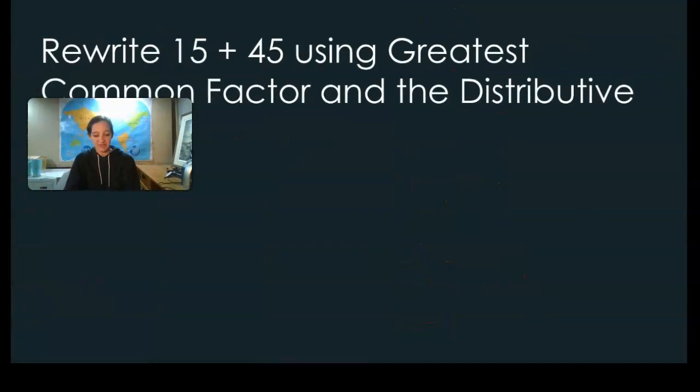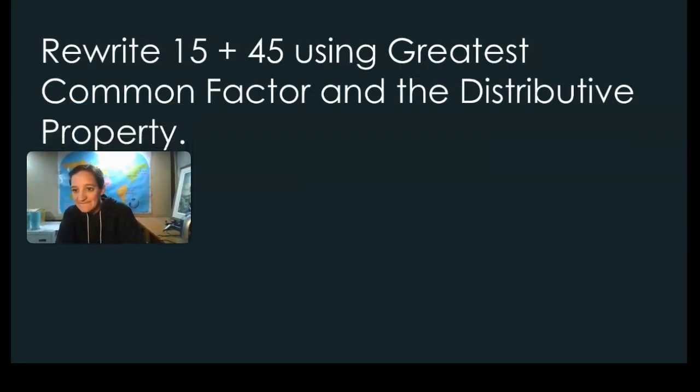Moving on. Rewrite 15 plus 45. Oh, let's move my face over. Rewrite 15 plus 45 using greatest common factor and the distributive property.